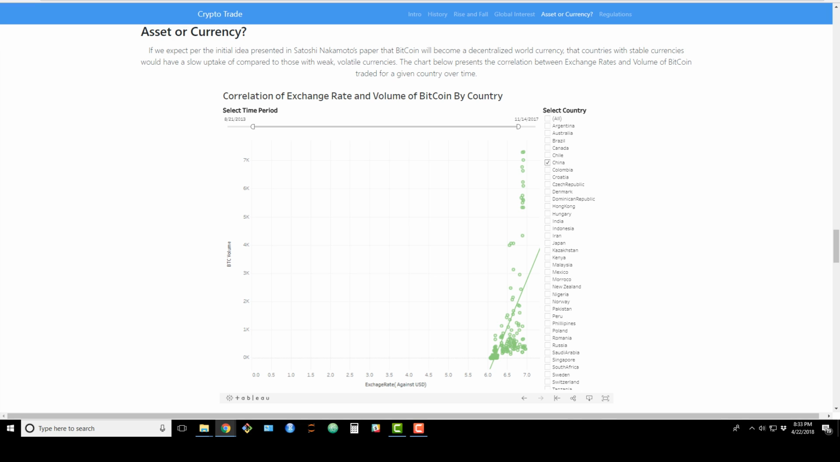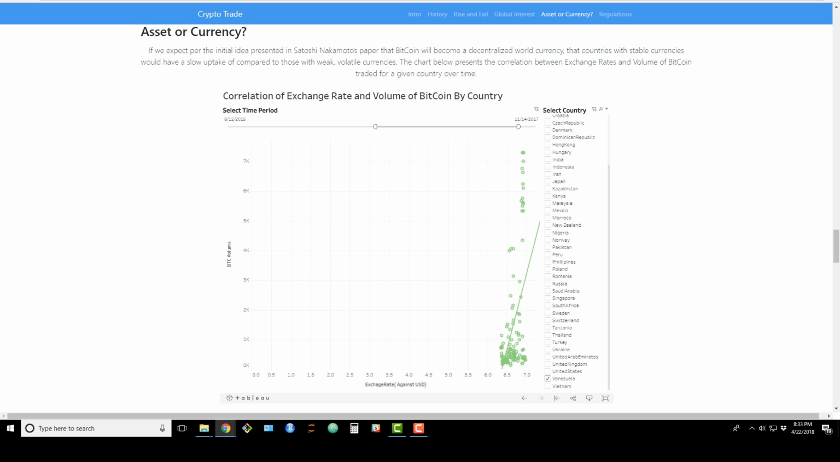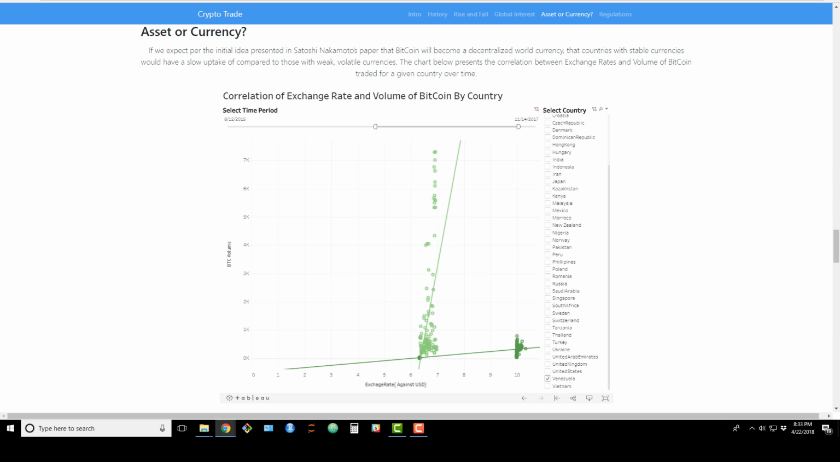Here's an interesting chart which shows how volumes of Bitcoin traded correlate to exchange rates. Again, we can filter here by date and by country, and you can explore how exchange rates affect Bitcoin trading volume. For the vast majority of countries, there's a positive correlation between exchange rate and trading volume, which basically means that as the country's currency gets weaker, you see higher activity of Bitcoin. We can add Venezuela, we can add other countries, and you see the correlation remains positive.